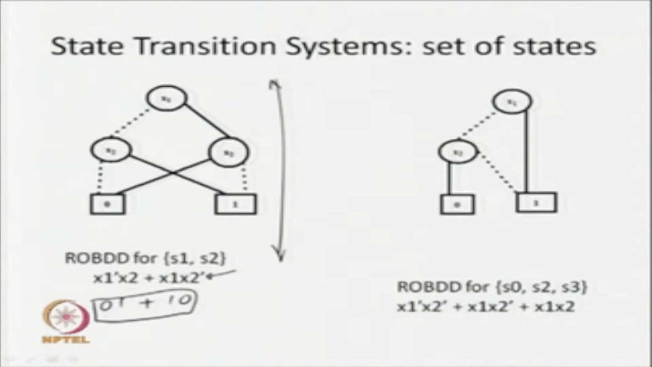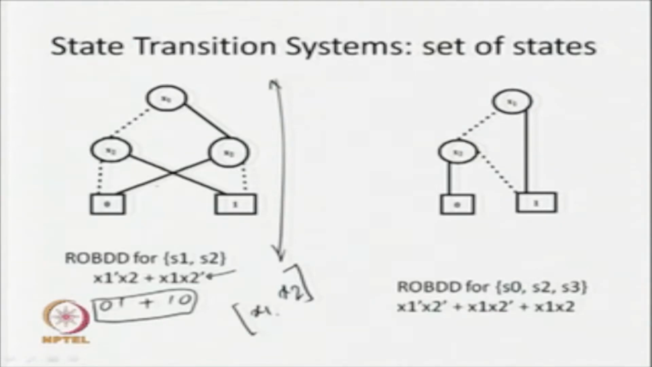And what is the variable ordering here? I consider the variable ordering to be x1, x2. This is the variable ordering we are using to construct this BDD. And if you look at this BDD, you will find that no more reduction can be applied to this OBDD.